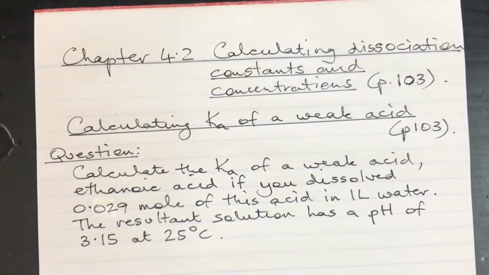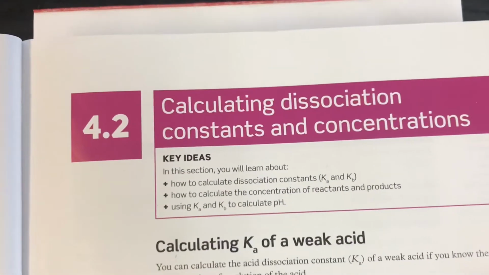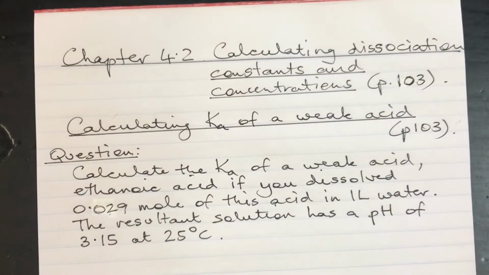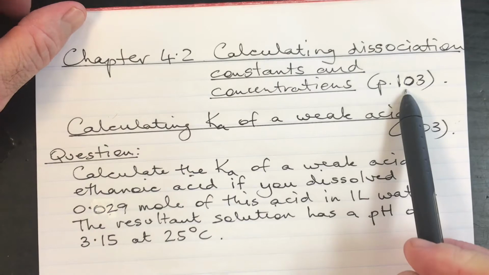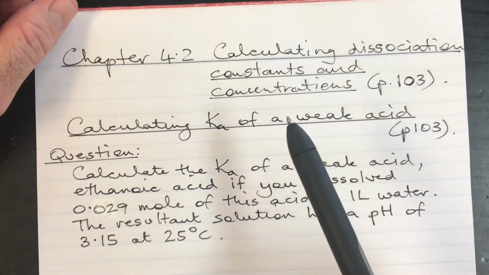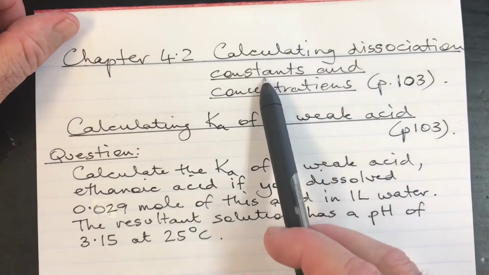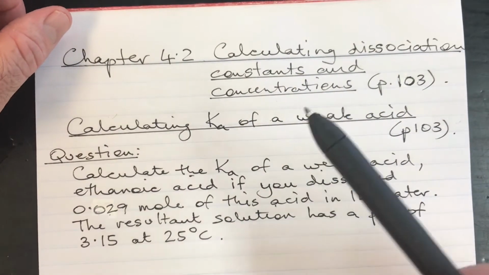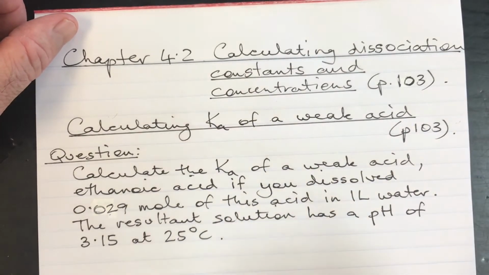Let's just skip the textbook and get straight into a problem. Pretty much the entire section 4.2 is working on a couple of problems. We're looking at chapter 4.2, it starts on page 103, and what we're doing is calculating the exact number for the dissociation constant. Remember, a high number means that it's a strong acid or a strong base, and a low number for the Ka or Kb means that it's a weak acid or weak base.